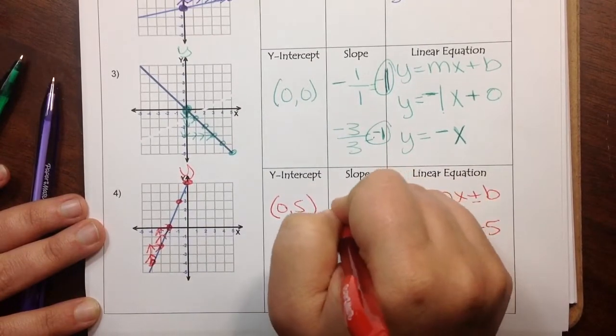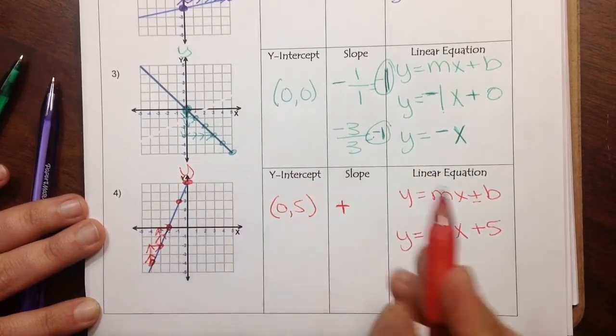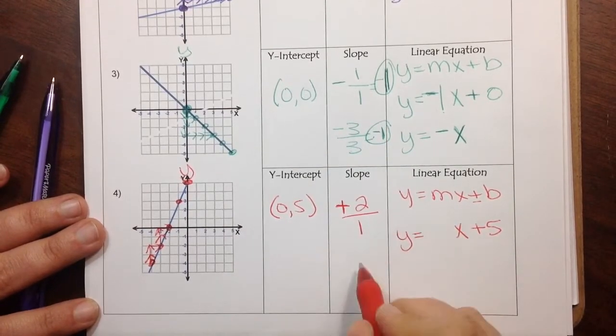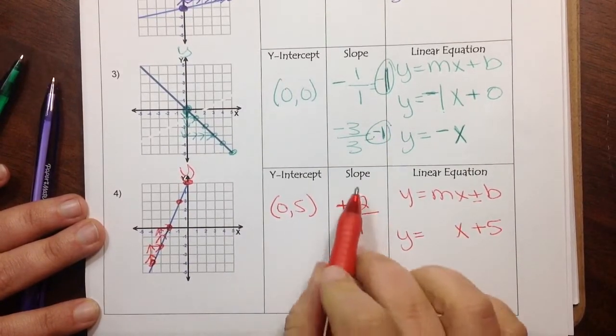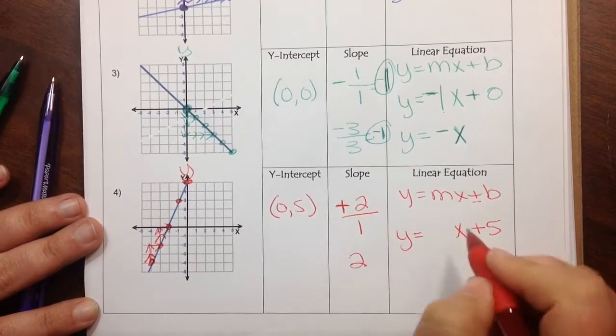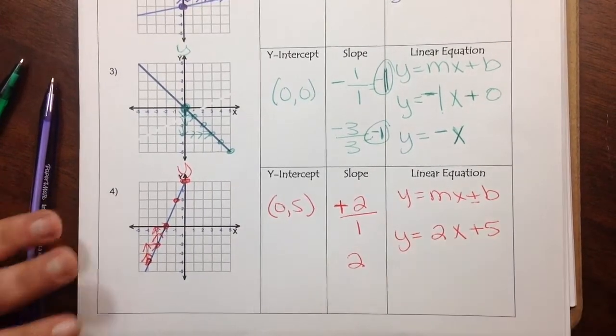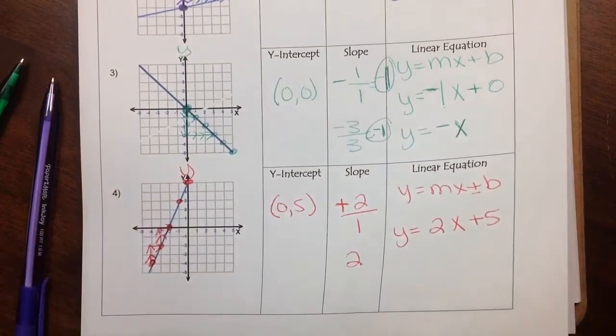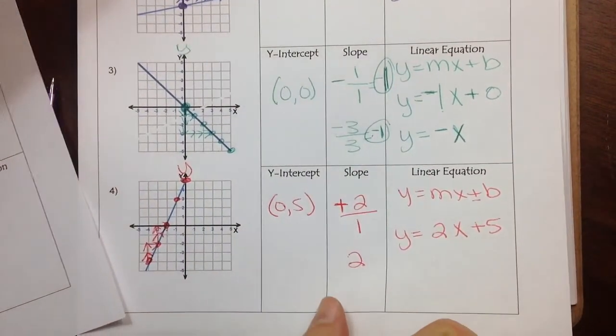So we have a positive slope because our line is going up, and he went up 2 over 1. 2 divided by 1 is 2. So our man, M, ran a route of 2 over 1, which equals 2. Therefore, our formula is y equals 2x plus 5. Okay, let's do another one.